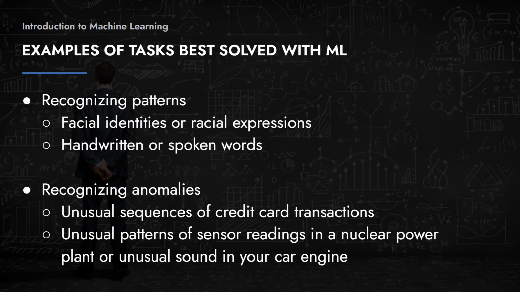So some of the tasks that are best solved using machine learning instead of other more traditional methods is anything that involves recognizing patterns. So this can be facial identities or facial expressions, handwritten or spoken words. So, basically computer vision, recognizing stuff from visual input or from auditory input or text input, right? Understanding, arriving at conclusions based on text, recognizing anomalies. So, being able to recognize unusual sequences of credit card transactions.